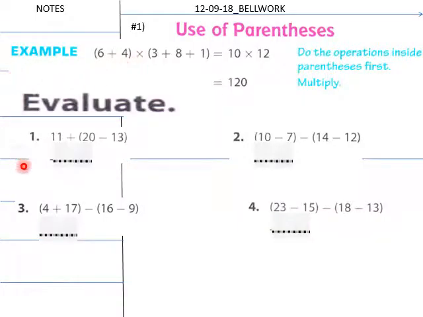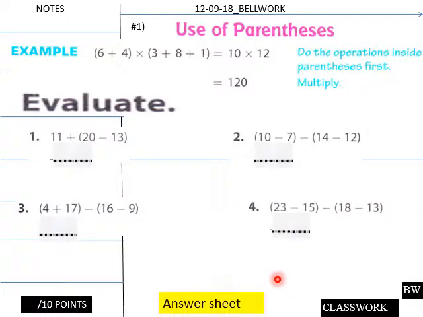Here is the bell work, students. Start in on your bell work as you come in to the classroom. Homeschoolers, this is your warm-up here. Do the operations inside parentheses first, multiply. So this is an order of operations problem here. And then teachers, after you wait 3-4 minutes on your students, then you can go ahead and give them the solutions to these 4 problems here.